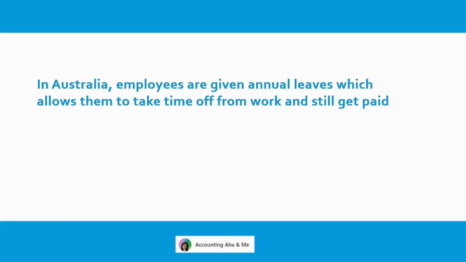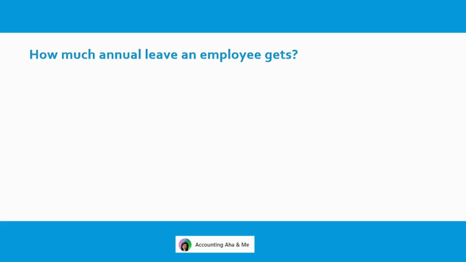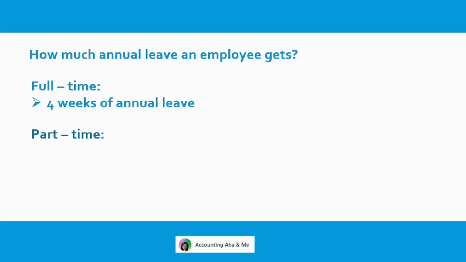In Australia, employees are given annual leave, and this allows them to take time off from work and still get paid. So who gets paid annual leave? All employees except casual employees. How much annual leave does an employee get? A full-time employee gets 4 weeks of annual leave, and a part-time employee also gets 4 weeks of annual leave.